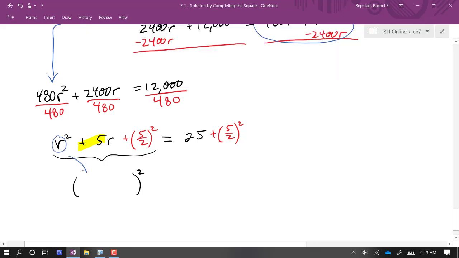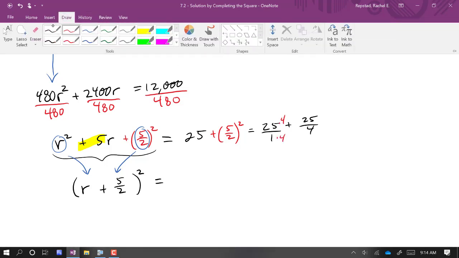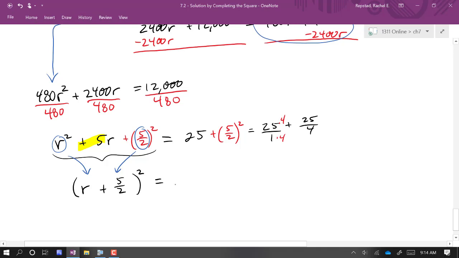We're going to grab the r and the positive 5 halves. So r plus 5 halves squared, and that's equal to 25 plus 5 halves squared. That's 25 over 4. Getting a common denominator, our denominator is 4. 100 plus 25 is 125. So we have completed the square.